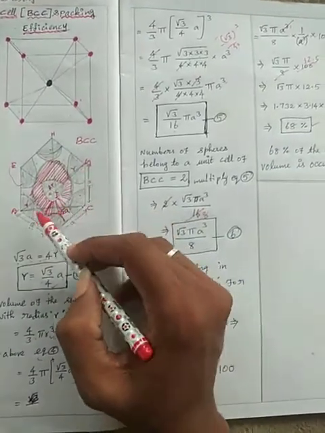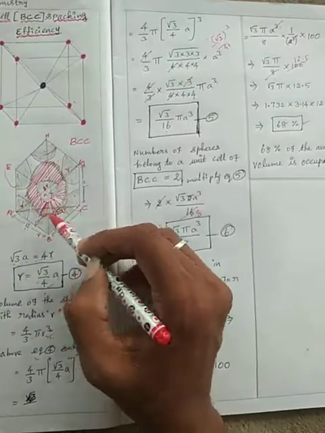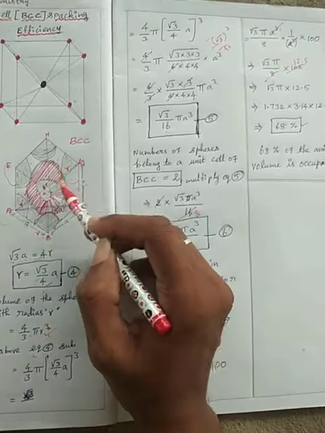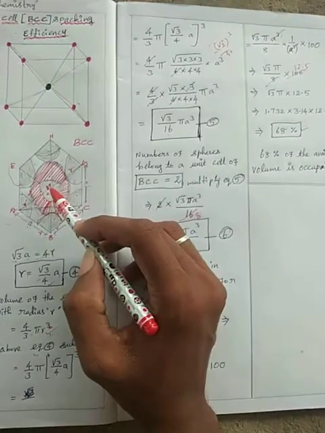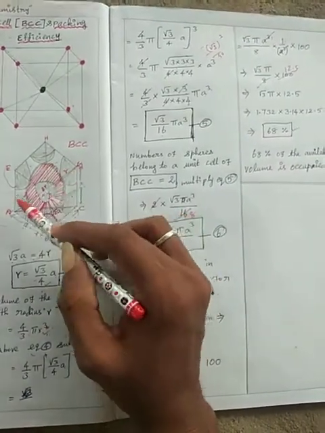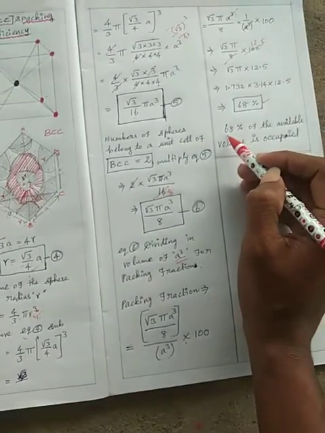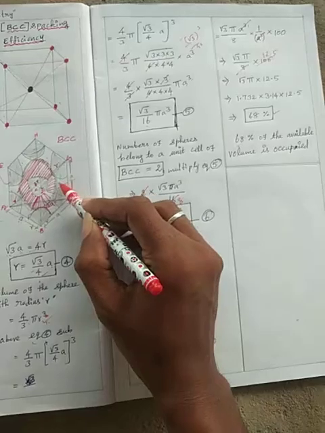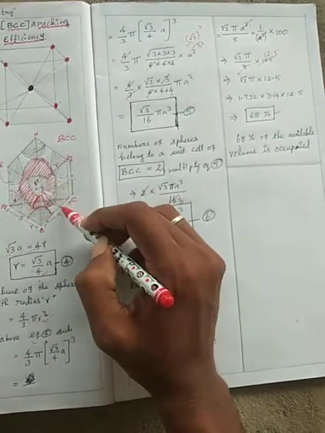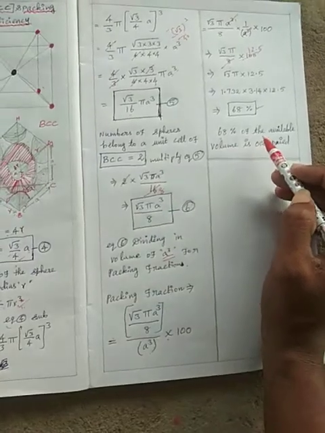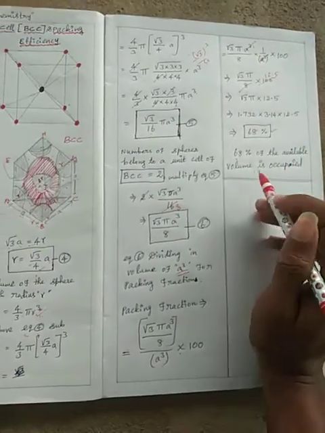Every corner atom and the center atom of the body centered cubic unit cell occupy 68% of the cubic unit. The balance, 32%, is empty space. Empty space is called 32%. So 68% of the available volume is occupied.